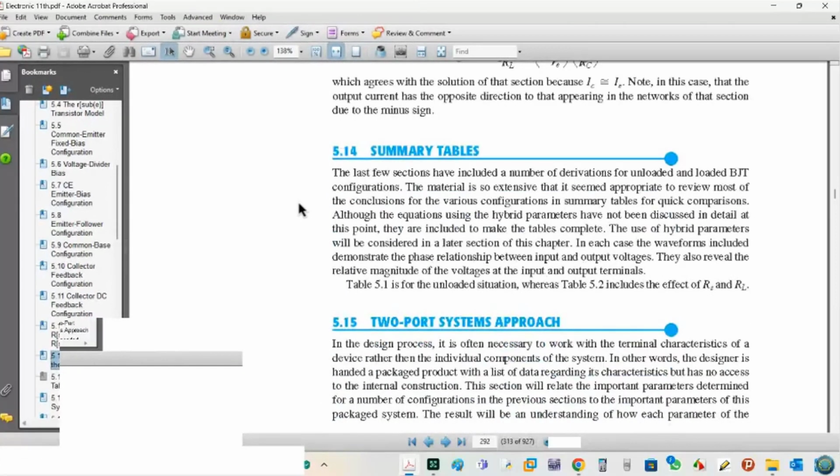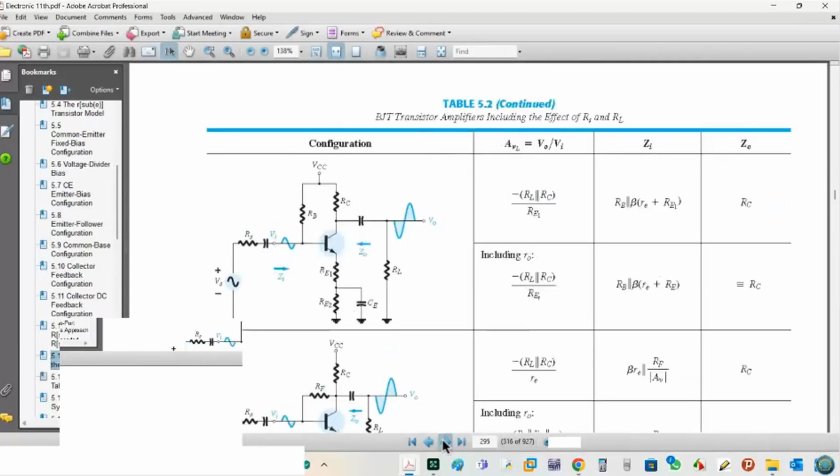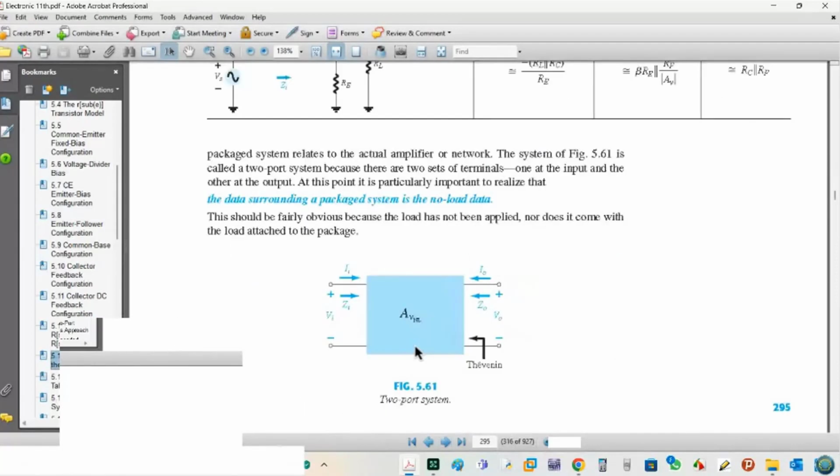Let's start today to talk about something about the two-port system approach, and here you have to skip this because this is not for the stables. Okay.